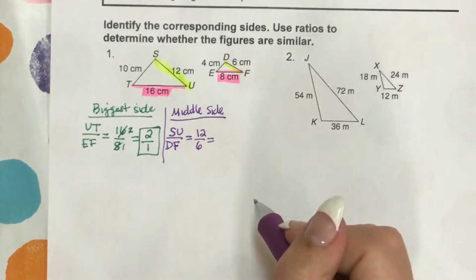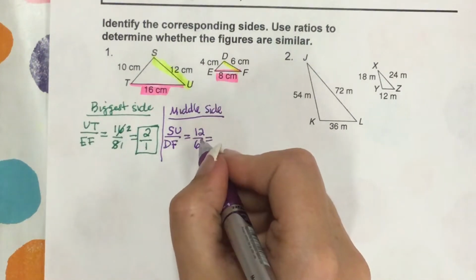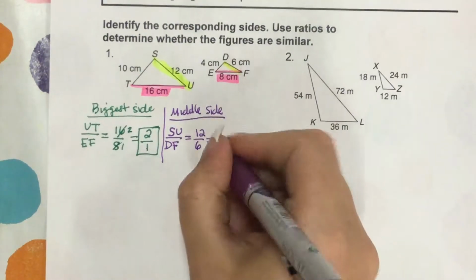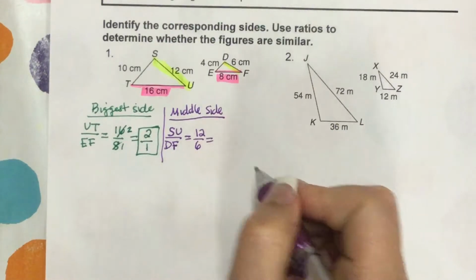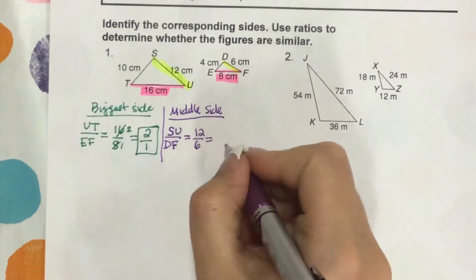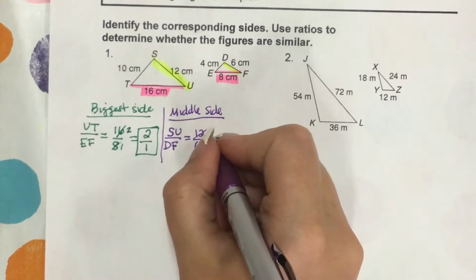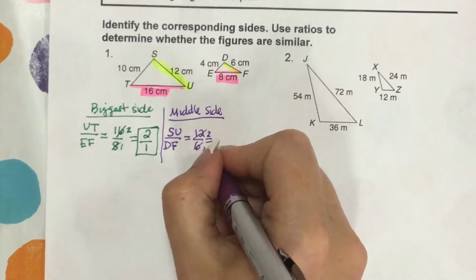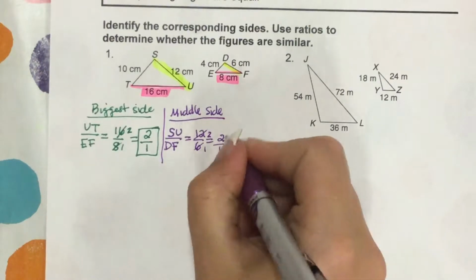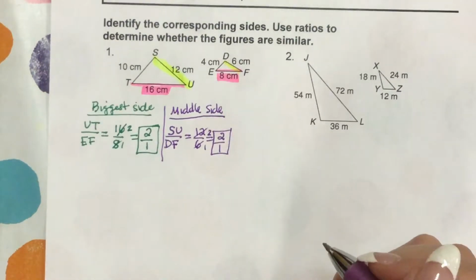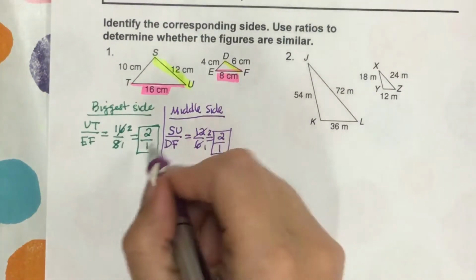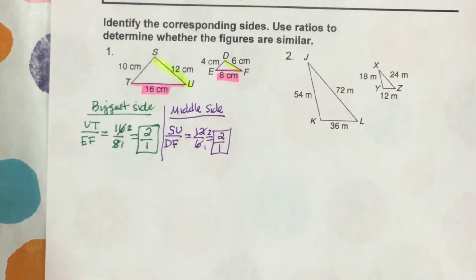Then we're just going to simplify this. I know that 12 divided by 6 is equal to 2. Or you can think about it, 6 goes into both. 6 goes into 12 2 times, and 6 goes into 6 1 time. So you end up with 2 over 1, which is the ratio, and so far they're the same.